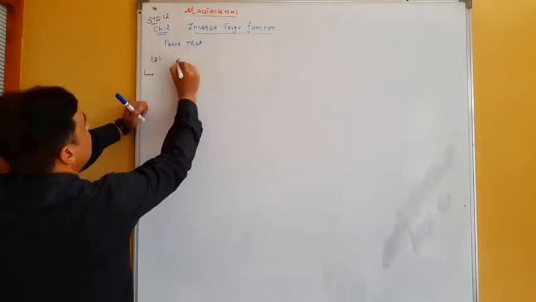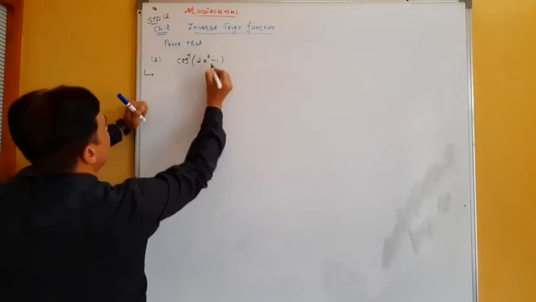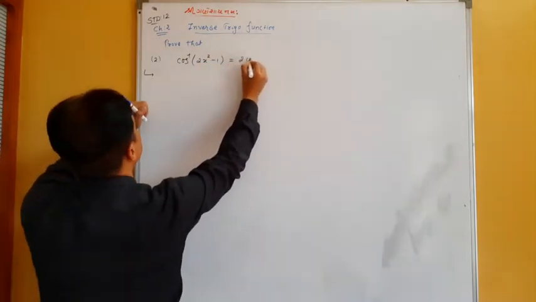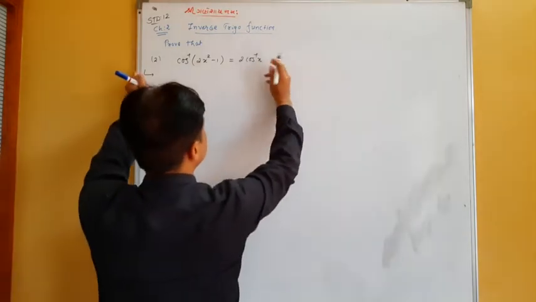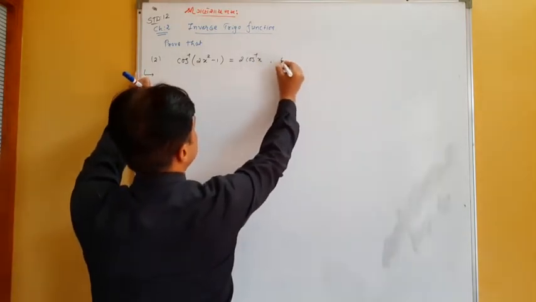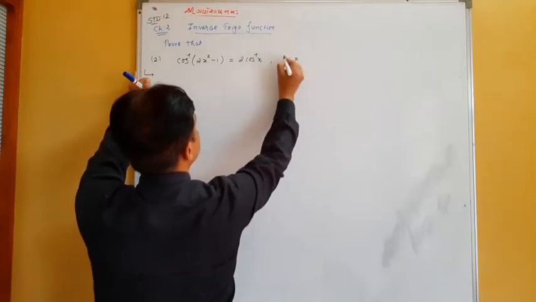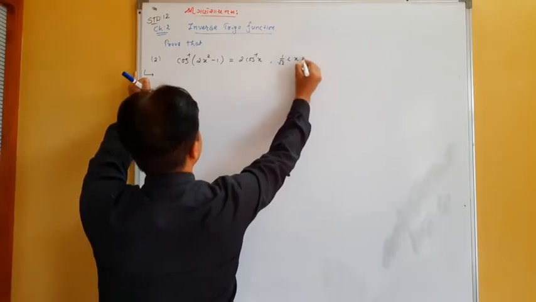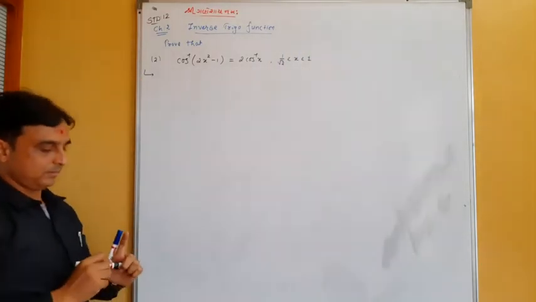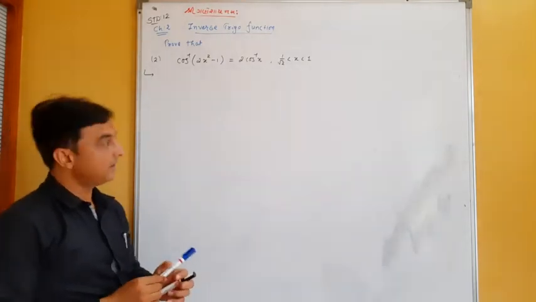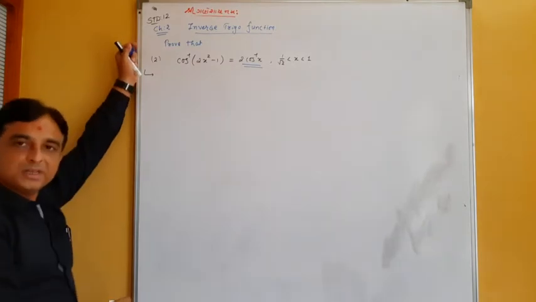Second one, cos inverse (2x square minus 1) equal to 2 cos inverse x, where 1 by root 2 is less than x less than 1. Now see, what is here? 2 sin cos inverse x.